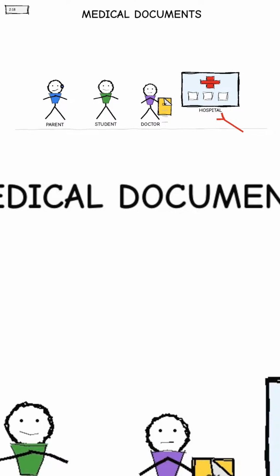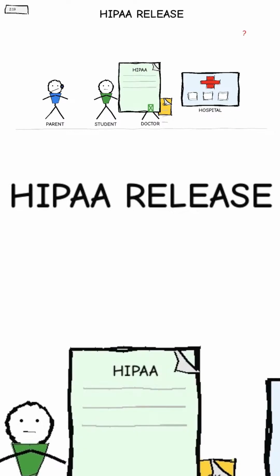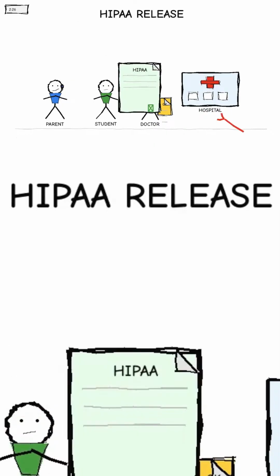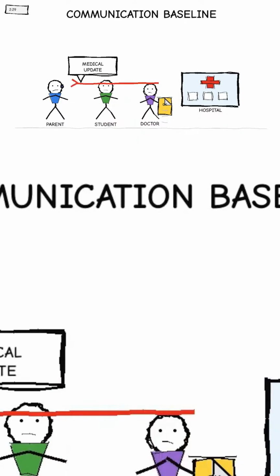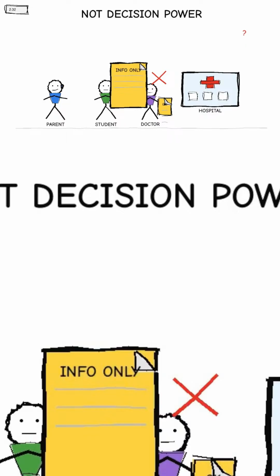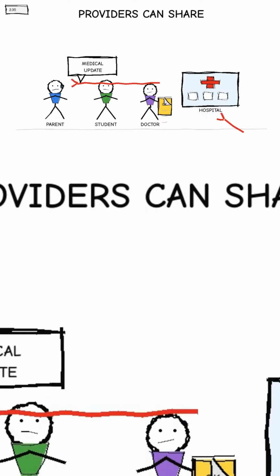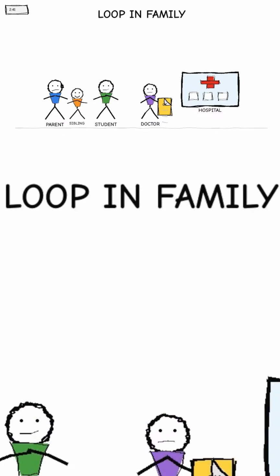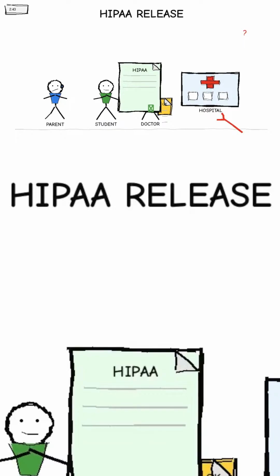Now let's talk about medical documents. The first medical document is a HIPAA release form. HIPAA is the federal privacy law that protects health information. A HIPAA release allows your student to name who can receive medical updates. This is the baseline document for communication. It does not necessarily give a parent the power to make medical decisions. It simply helps doctors, hospitals, or other medical providers share information with the people the student has authorized. So if your student wants a parent, guardian, sibling, or trusted family member to be kept in the loop, the HIPAA release is the starting point.